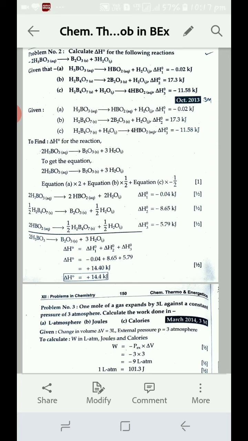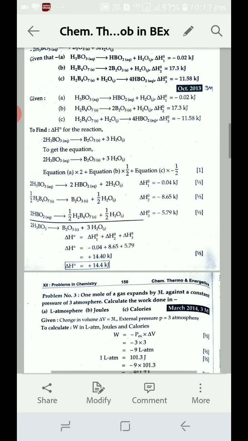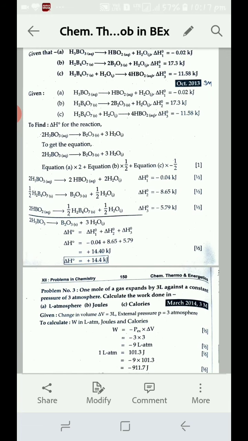So multiply the above value, minus 9, by 101.3, then your answer becomes in joule. So the answer is minus 911.7 joule. So the conversion you have to write for half mark and the final answer gets half mark.